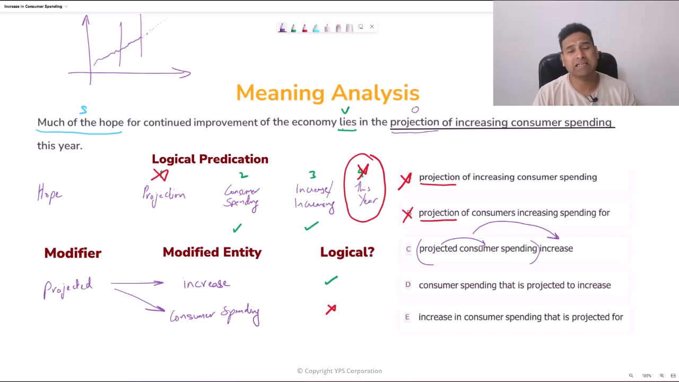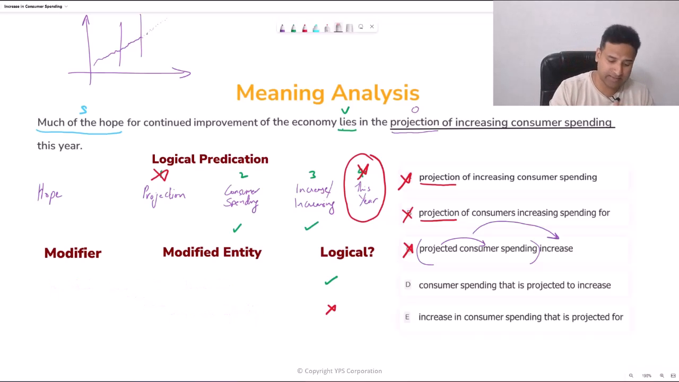In other words, is the increase projected, or is consumer spending projected, and then that projected consumer spending is the thing that's increasing and not any other consumer spending? You see how that works, right? Because of this ambiguity of modification, answer choice C is incorrect. There is an ambiguity of modification. All right, now let's go to answer choice D delta.